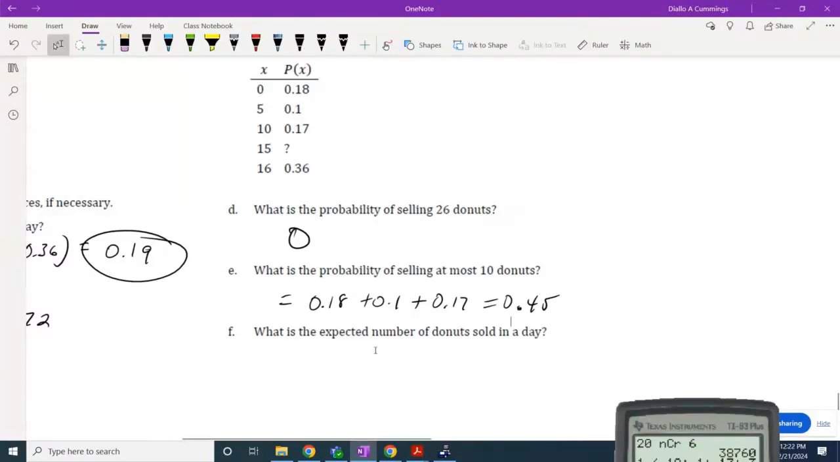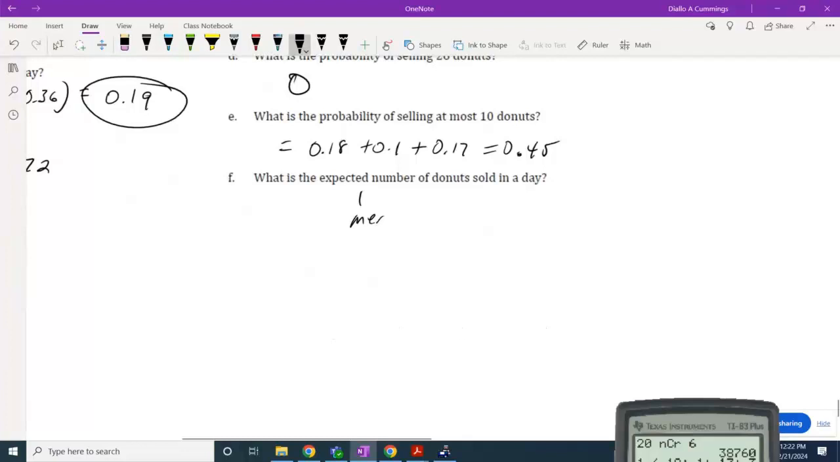Okay. Now, F says, what is the expected number of donuts sold in a day? Now, the expected number is the same thing as the mean. So you're going to see expected number, or sometimes they may say expected value. All of that is the mean. If you think back, when we found the mean of a frequency distribution, we had to find the midpoint, and then take the frequencies and put one in list 1, one in list 2. We're going to do the same thing here.